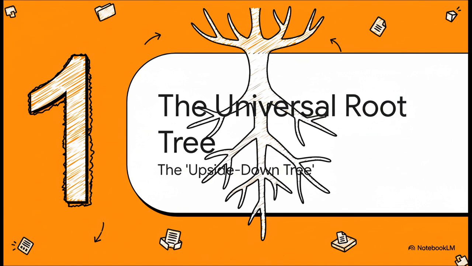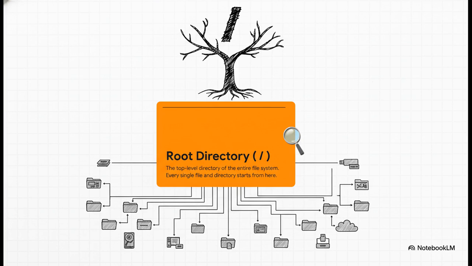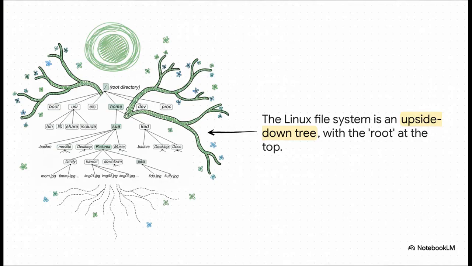So what is this single starting point? Well, let's dive into our first big idea, what we call the universal root tree. Honestly, the best way to picture it is as a big upside-down tree. At the very, very top of this upside-down tree is the root directory, and it's represented by just a single /. That's it, not C:\, just slash. Every file, every folder, every single thing on your computer lives somewhere under this one root. It all begins here.